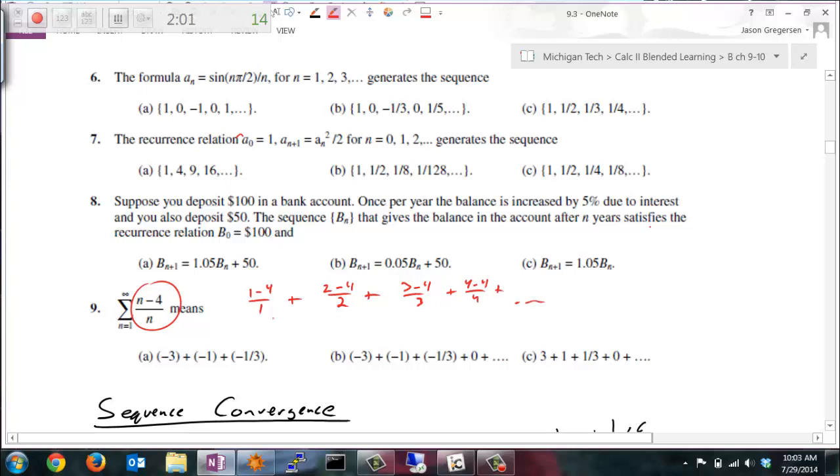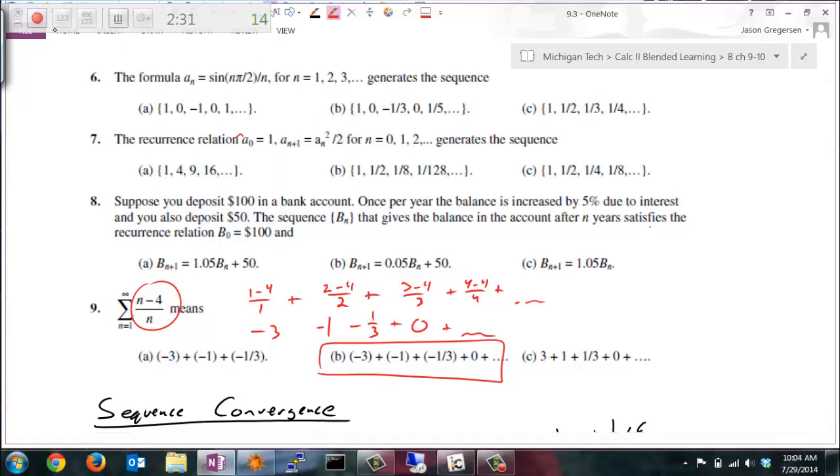So this looks like 1 minus 3 is a negative 3. Here I would get negative 2 divided by 2, so negative 1. Here I would get negative 1 divided by 3, so this would be negative 1/3. Plus, I believe the next one would be 0, plus dot, dot, dot. So it looks like I have B. And that dot, dot, dot is important because this is an infinite sum here. Alright, so we'll stop that one and go on to the next topic here.